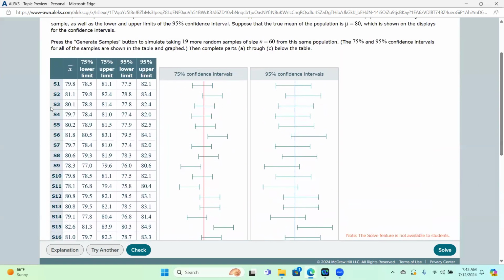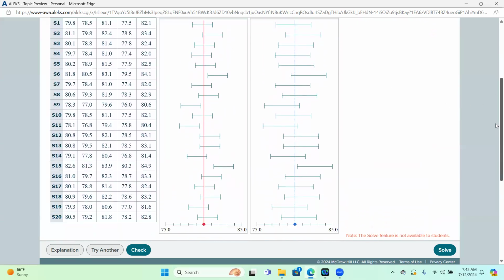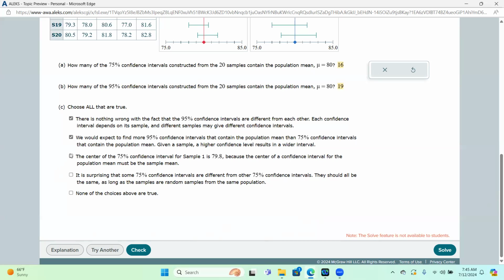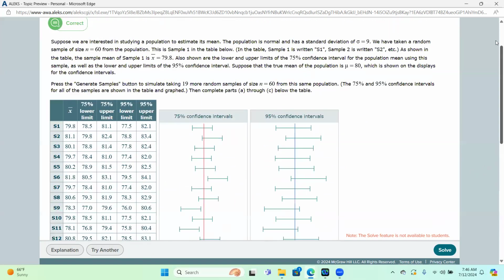So let's just go up and look. It's 79.8. And that is also true. It is surprising that some 75% confidence intervals are different from other 75% confidence intervals. They should all be the same as long as the samples are random samples from the same population. That is false. So the only ones that are true are these 3 right here. So let's go ahead and check our answer. And we are correct.